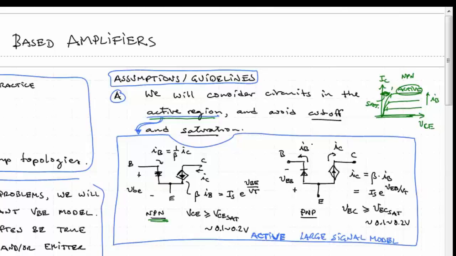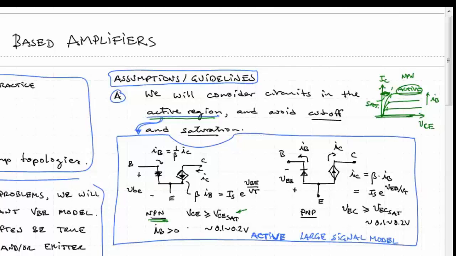This is going to be true when the device is not in saturation, sorry, when it's in the active region. And so to stay in the active region, we need to make sure that the collector to emitter voltage is greater than the VCE sat, which typically we'll use numbers of 0.1 to 0.2 volts for saturation. Also, we should say that IB is going to be greater than 0. So in order for it to be in the active region, we need to have some base current flowing.